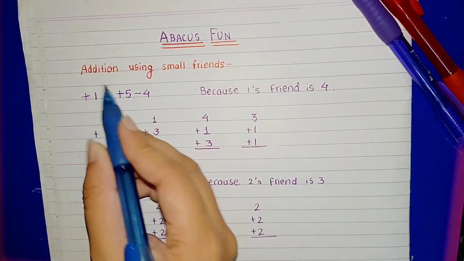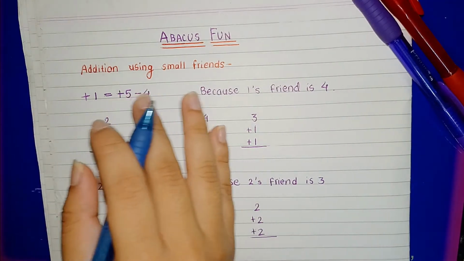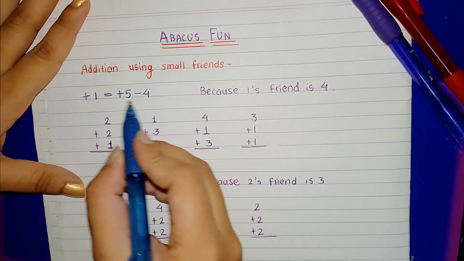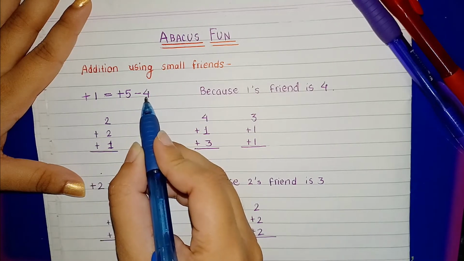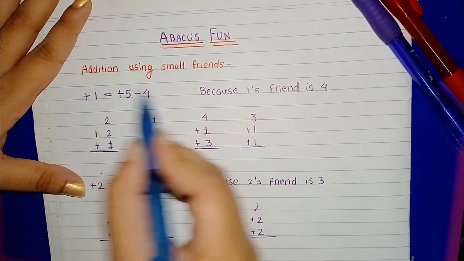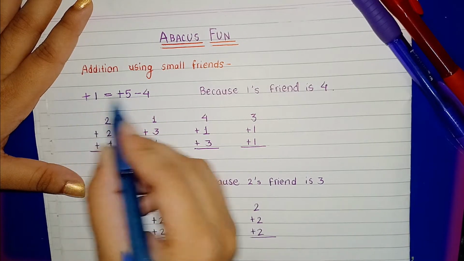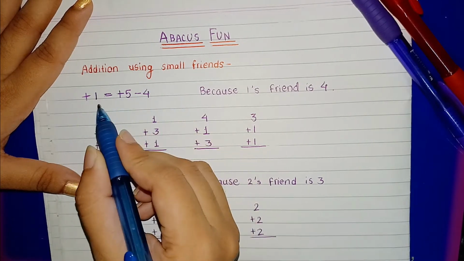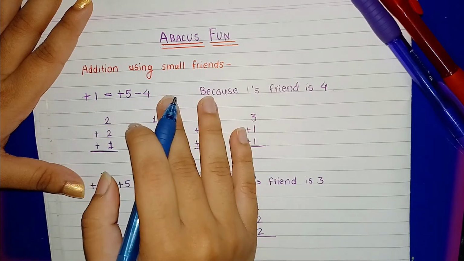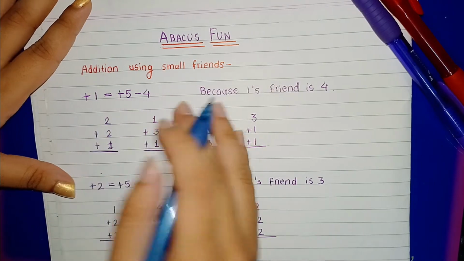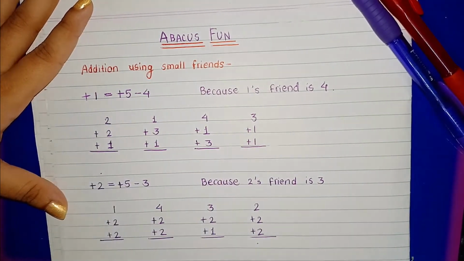Let's see how to add 1. Whenever we want to add 1 and there is no sufficient space, then we have to add 5, that is the boss, and less 4. What is 4? That is one's friend, small friend, right? So whenever the space isn't sufficient, then we have to add the boss less the friend. I hope you got this rule. Okay, so let's see these sums which are based on these rules.